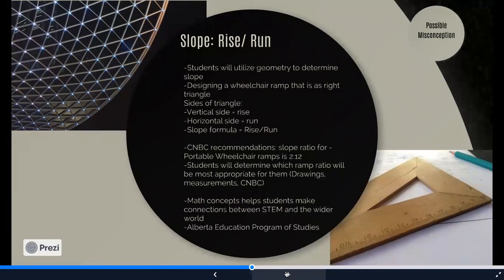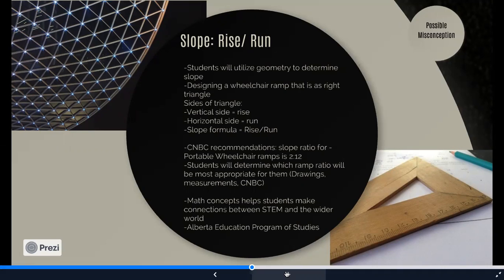For the first mathematical concept in this project, students will need to utilize their knowledge of geometry, specifically the slope that a particular right-angled triangle generates, as this will be essential in designing the wheelchair ramp that is a right triangle. By understanding the sides of the triangle, students can determine the rise and the run to eventually determine the slope of their ramp. Students need to select an area of their school or home that they think is inaccessible for a student or visitor requiring wheelchair access.